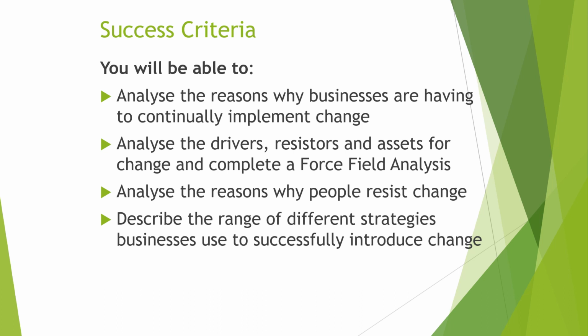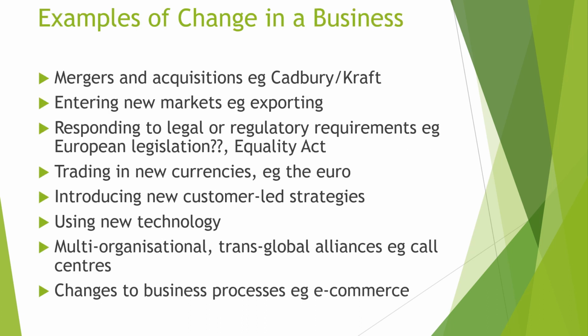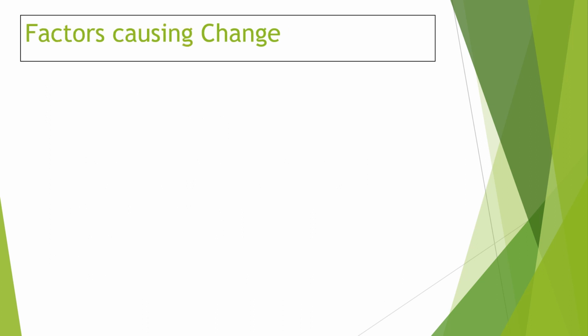Analyse the reasons why people resist change, and describe a range of different strategies businesses can use to successfully introduce change. So on this slide here are a number of examples of how a business can go through change. Mergers and acquisitions, entering new markets, responding to any legal requirements, trading in new currencies, introducing new customer-led strategies. What we really mean by that is taking on board things that customers would like to see happen in your business through reviews, etc. Using new technology, becoming a multinational or trans-global business, and changes to your process. For example, it could be that you're now turning towards e-commerce.